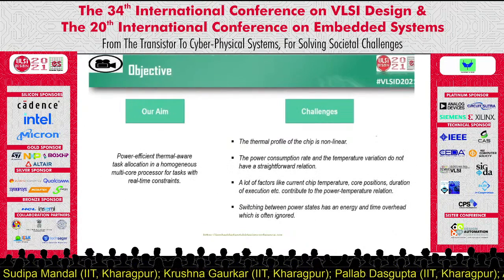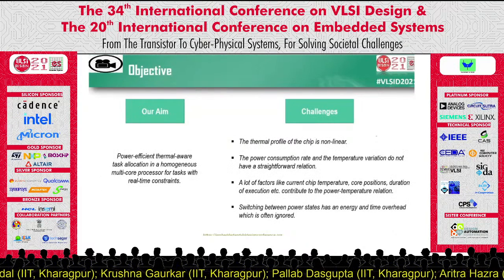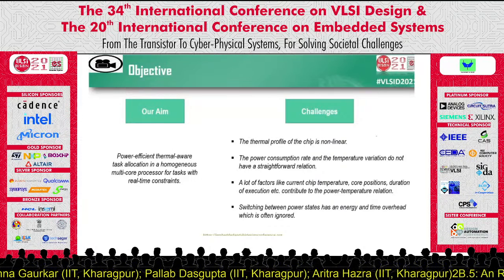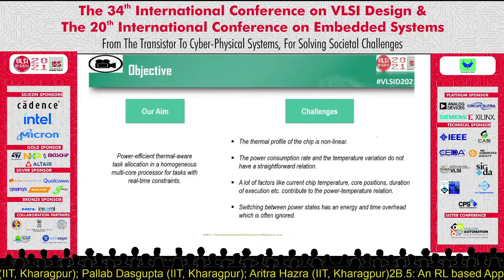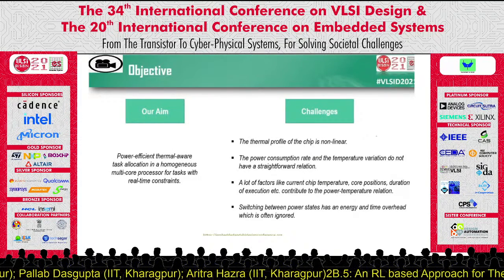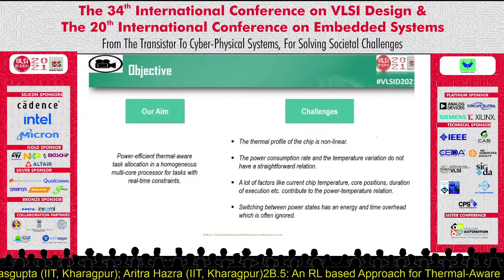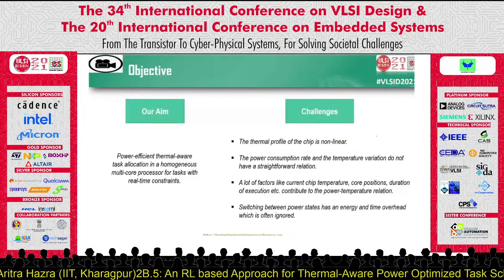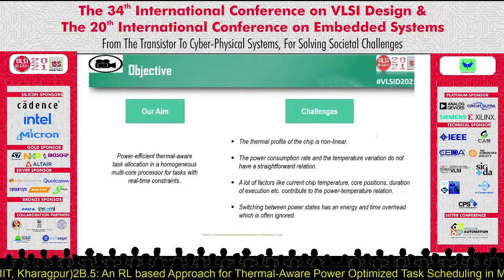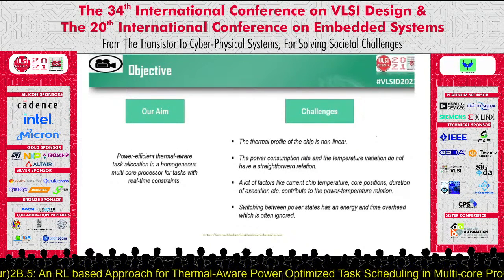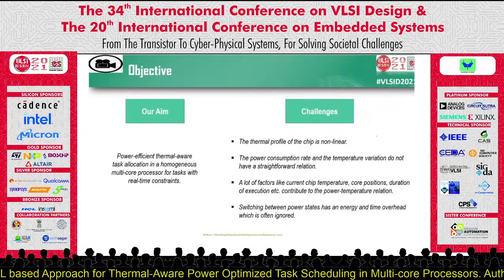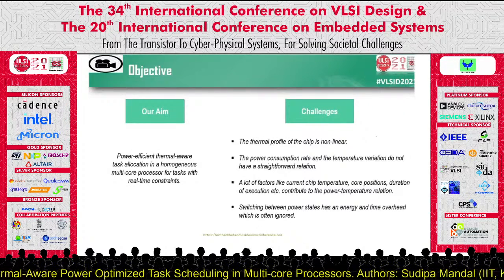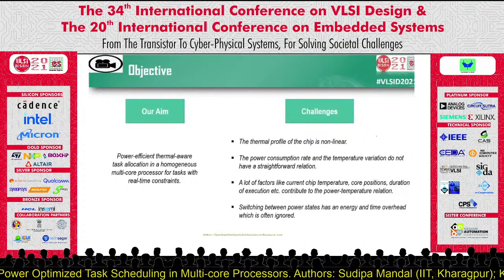Our aim here is to obtain power-efficient thermal-aware task allocation in a homogeneous multi-core processor for tasks with real-time constraints. The challenges in these objectives are that the thermal profile of the chip is nonlinear, and the power consumption rate and the temperature variation do not have a straightforward relation. A lot of factors like current chip temperature, core positions, duration of execution, etc. contribute to the power-temperature relation.